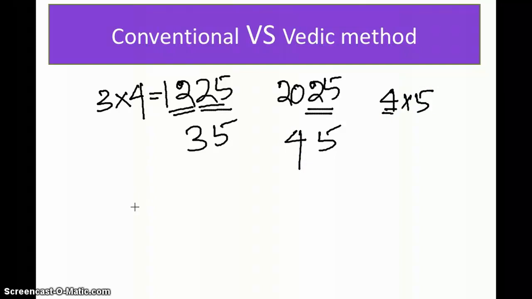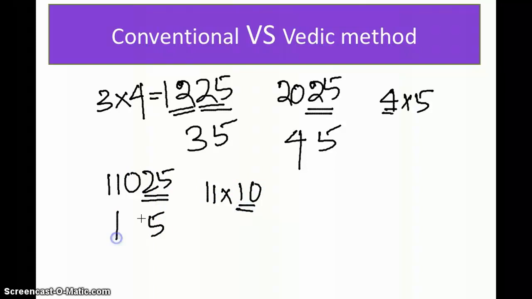Let's take one more, a bigger case. A big number: 11025. As soon as you see 25, put 5 here. 110 is 10 into 11, right? Take the smaller number. So 105. That's all.